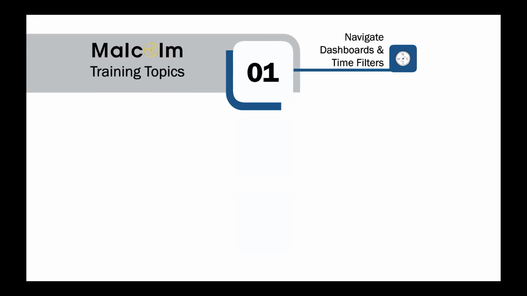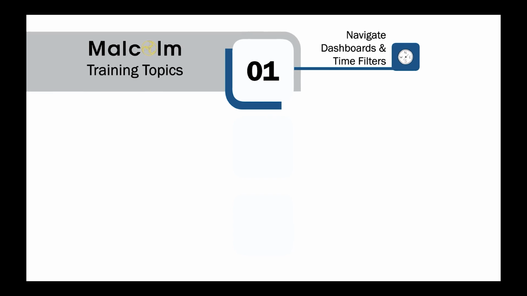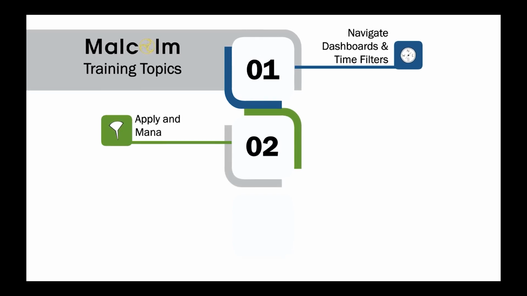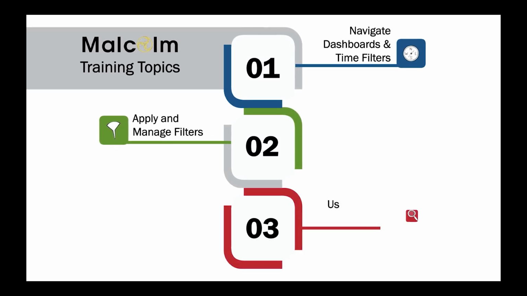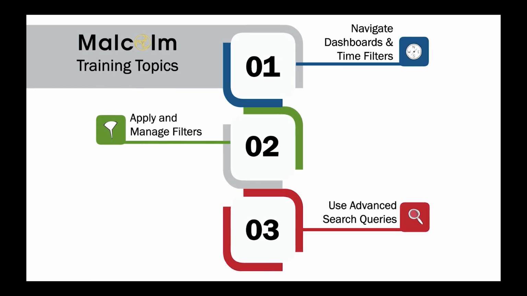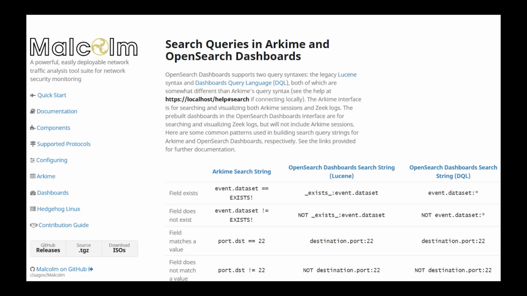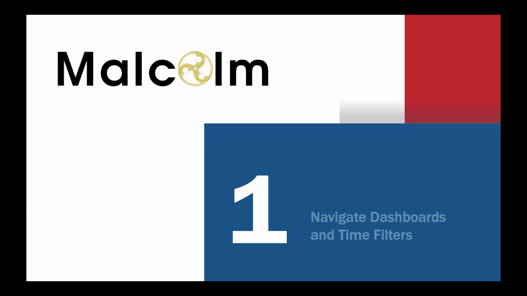In this video, you will learn how to: 1. Navigate dashboards and time filters. 2. Apply and manage filters. 3. Use advanced search queries. To support your learning, a convenient cheat sheet can be found under Search Queries in ArkimeME and OpenSearch Dashboards in the Malcolm documentation.